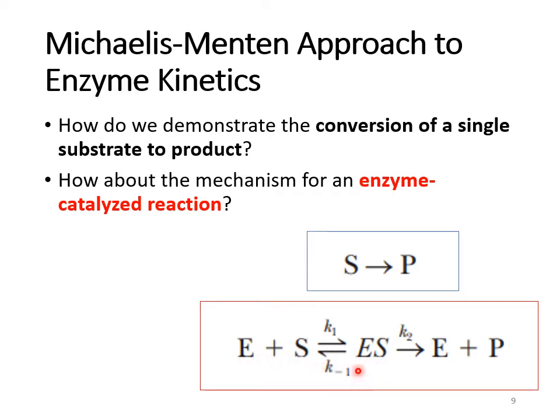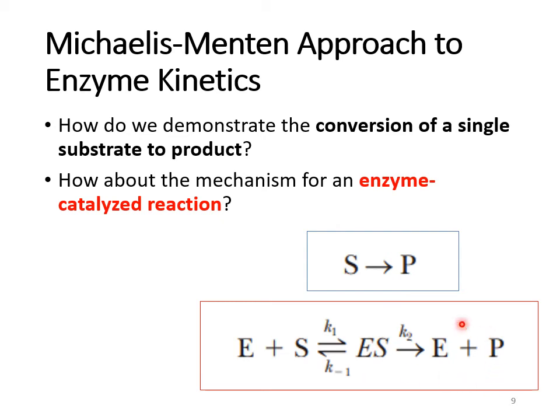And so that's what you see here. K-1 is the release of the substrates from the enzyme. So that's the rate constant for the release of the substrates from the enzyme. Also, you'll hear it called the dissociation of the enzyme substrate complex, so that it's back to being a free enzyme and the free substrate.